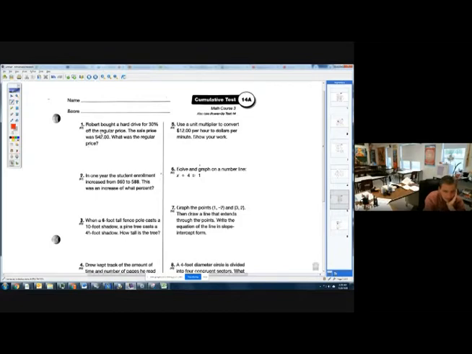Anytime you see sale price, mark up, mark down, you should be thinking the percent box. But is this a mark up or a mark down? It's going off, so it's a percent decrease. So anytime you have percent decrease, it starts like this: your original price minus the decrease equals the final price.